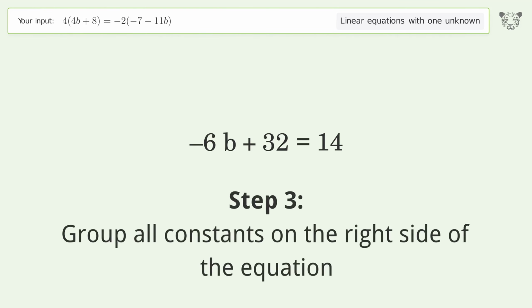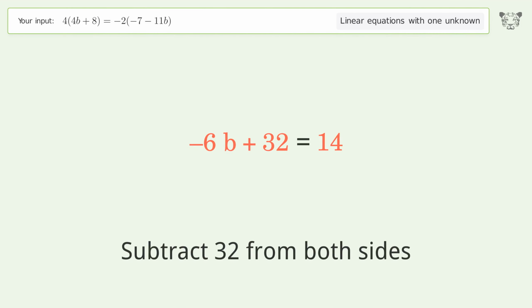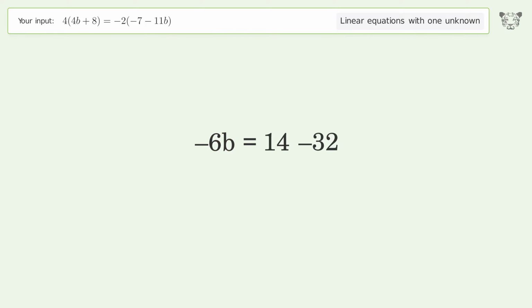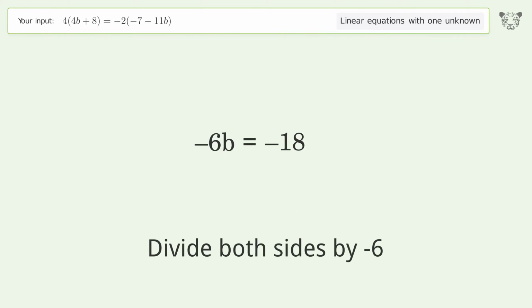Group all constants on the right side of the equation. Subtract 32 from both sides. Simplify the arithmetic. Isolate the b. Divide both sides by -6.